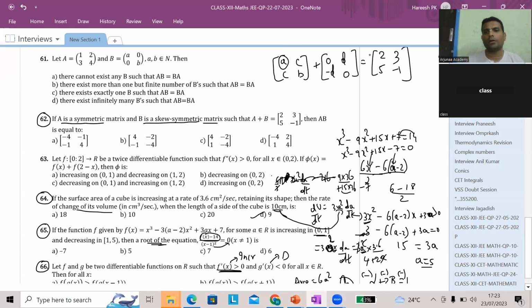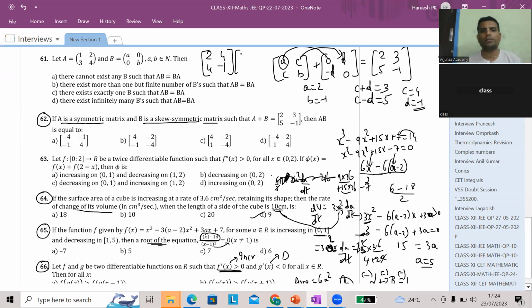So this is going to be 2, 3, 5, minus. So how much is a? 2. A plus 0 is this. So a is 2. b is minus 1. c plus d is 3. c minus d is 5. So when you add, you'll get c as 4, d as minus 1. Right? Yes, sir. Now just find out A and B. Matrix A is nothing but 2, minus 1, 4, 4. That is matrix A.